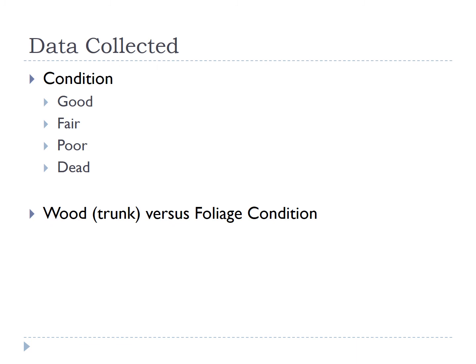We also look at the condition of the wood, the trunk of the tree, as well as the condition of the canopy and the foliage. Because we can have decay in the wood and the canopy can look fine, or the canopy can be suffering. There might be decline or chlorosis in the canopy, but the trunk looks fine. And so we will typically separate those two categories out.